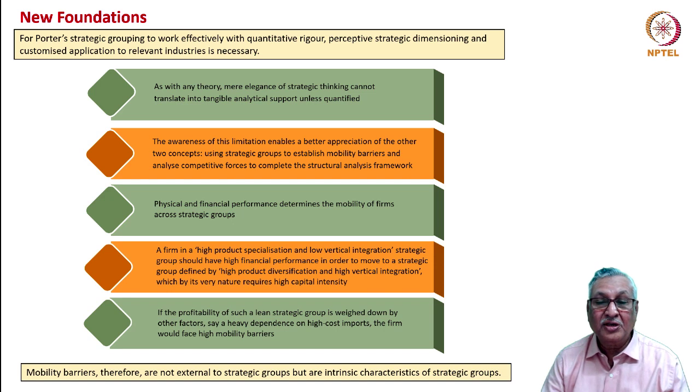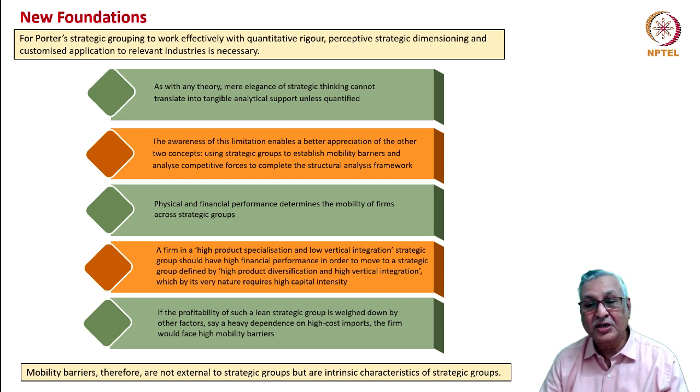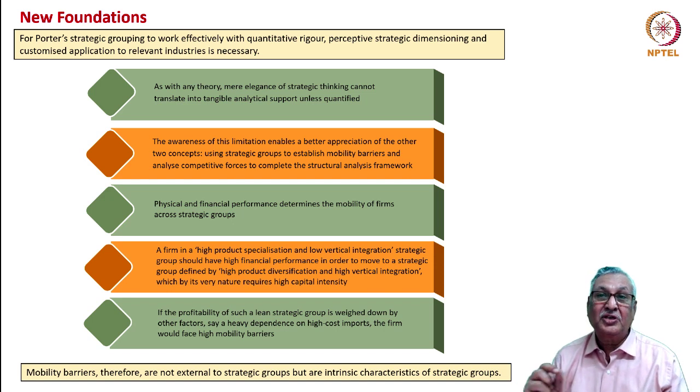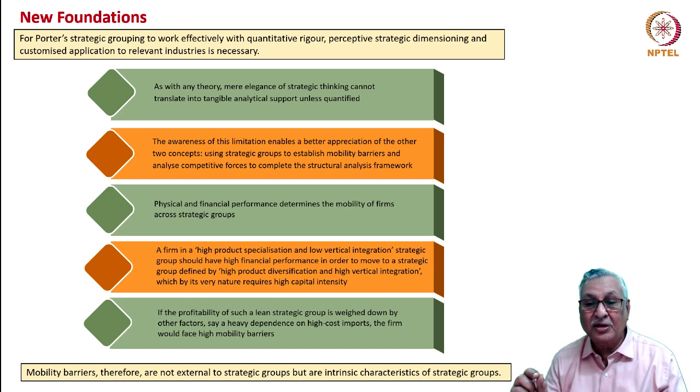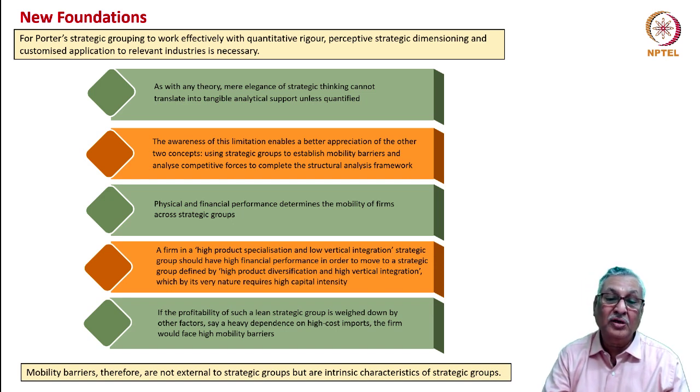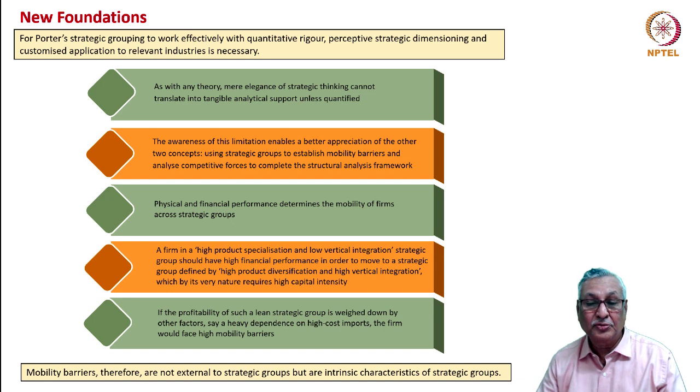A firm in a high product specialization and low vertical integration strategic group should have high financial capability, therefore high physical performance and high financial performance, to be able to move to a strategic group that is defined by high product diversification and high vertical integration, because that latter strategic group requires high capital intensity. So unless there is a high level of financial performance and cash generation in strategic group 1, it cannot move to strategic group 2.